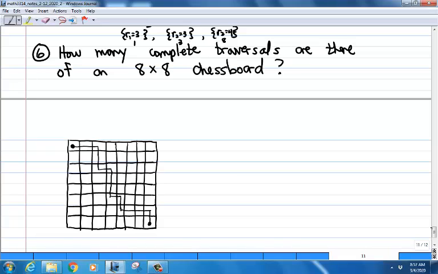So this is an example of a complete traversal of the chessboard, because I'm always moving to the right and down. I don't go backwards. But there are lots of those, because I could go like this, and that would be another complete traversal. Or I could go like this. So this is one out of lots of complete traversals. And so that's what I want to do: I want to count, in my usual way, the number of complete traversals.